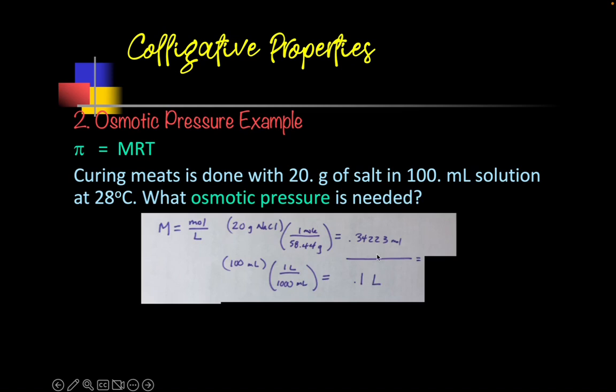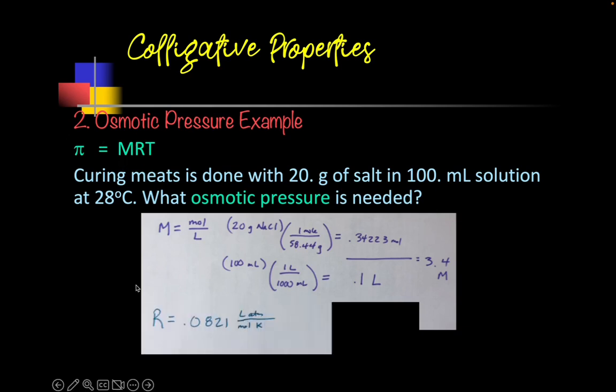But now I need molarity. So I take my moles of solute divided by liters of solution, and I get 3.4 molarity. A pretty high concentration of salt, but that's needed to draw all of that water out of the bacteria cells and keep it from growing. So that's my molarity. Now I need R.